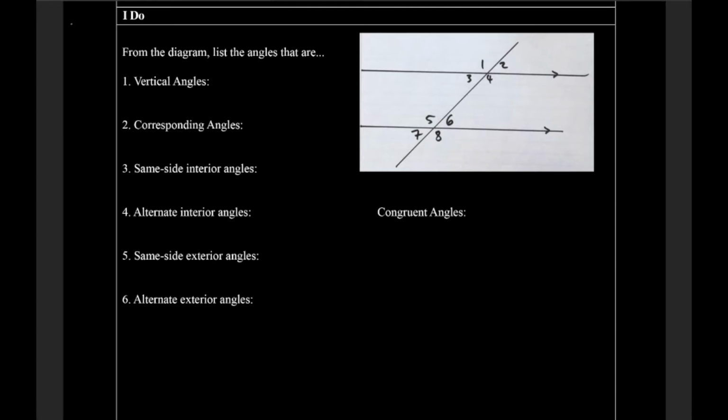Okay. So from the diagram, list the angles that are vertical angles. So vertical angles, those are the ones that are across from each other. So like 1 and 4. Those are across from each other, therefore they are vertical angles. So we have angle 1 and angle 4. We have 2 and 3, they are across from each other. And then 5 and 8. And then we have 6 and 7.